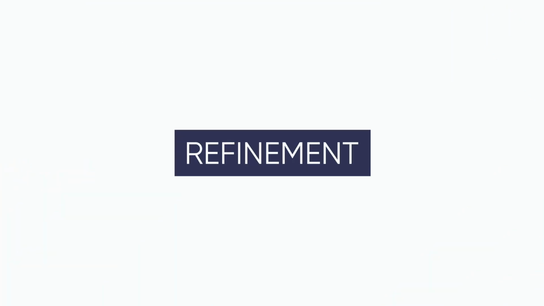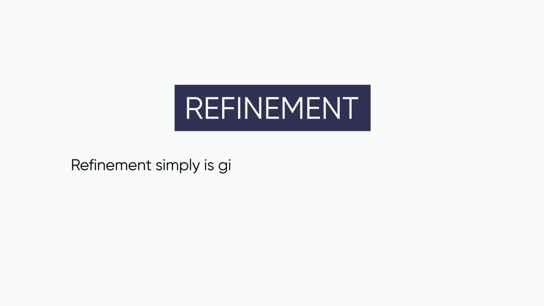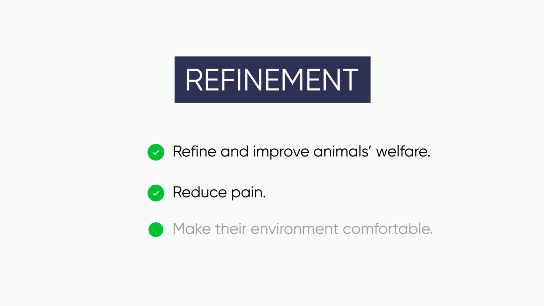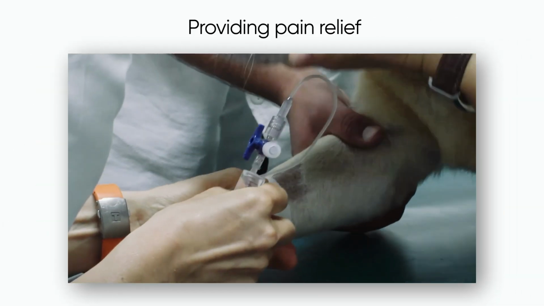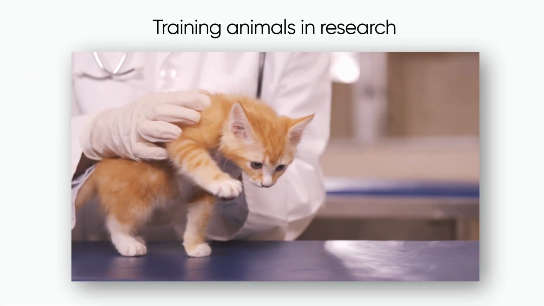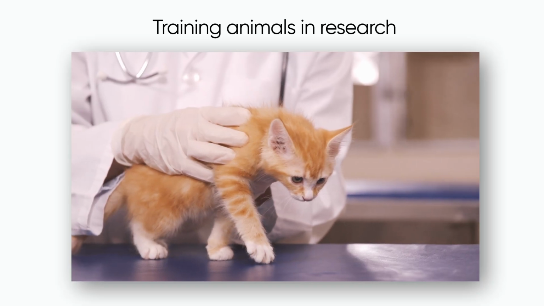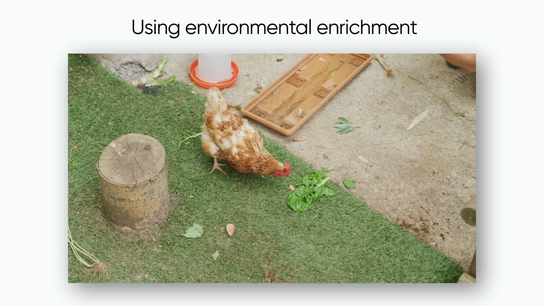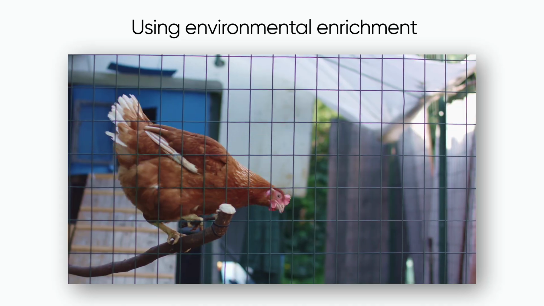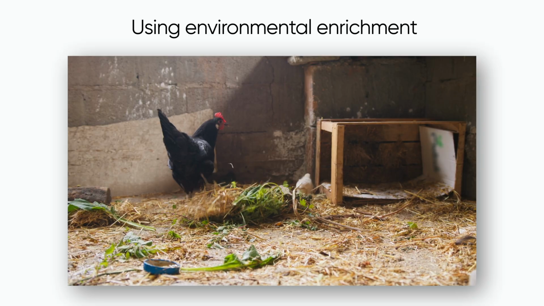Now let's talk about refinement. Refinement simply is giving a better experience to animals. That means refine and improve their welfare, reduce pain, and make their environment comfortable. Some of the examples of refinement are providing pain relief after you do surgery on animals or any other invasive procedure, training animals to voluntarily participate in the study, using environmental enrichment such as toys for chickens, nest boxes for chickens, perches for chickens, hiding spaces for chickens, etc.